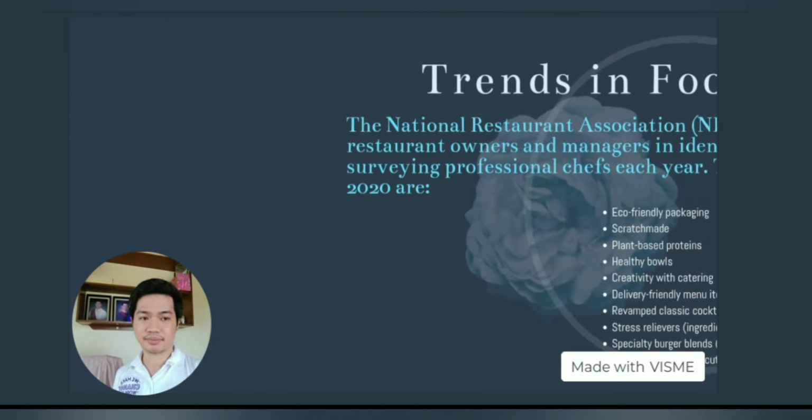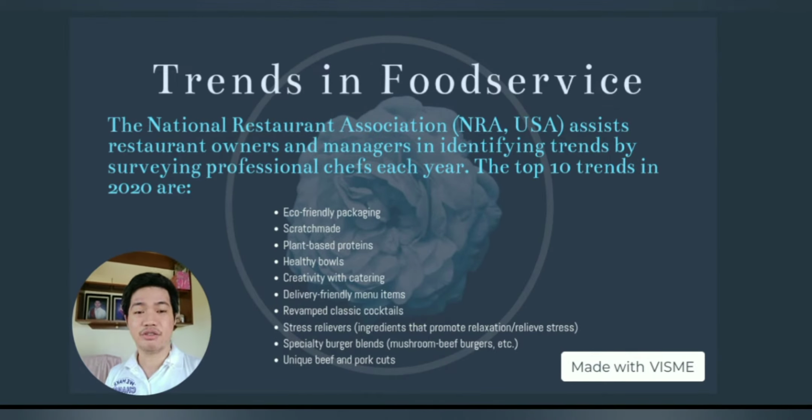The next topic is trends in food service. In 2020, what trends can we see? Based on the National Restaurant Association in the US, which assists restaurant owners and managers in identifying trends by surveying professional chefs each year, this is what they listed for 2020, before COVID. First is eco-friendly packaging, because of climate change.